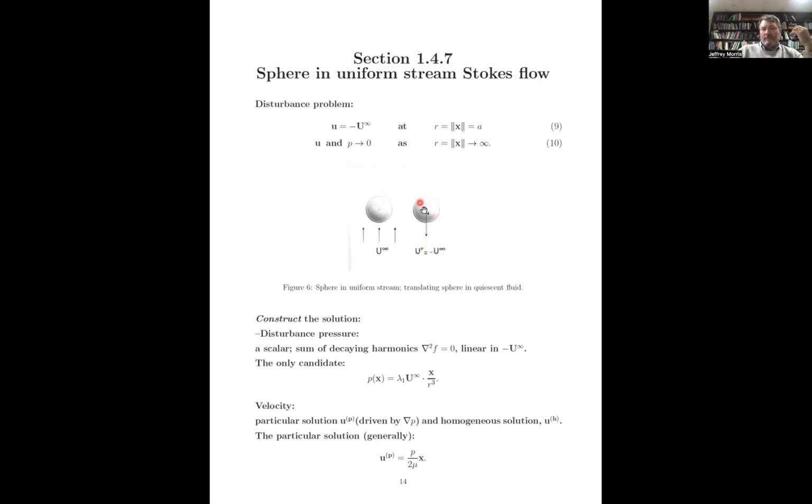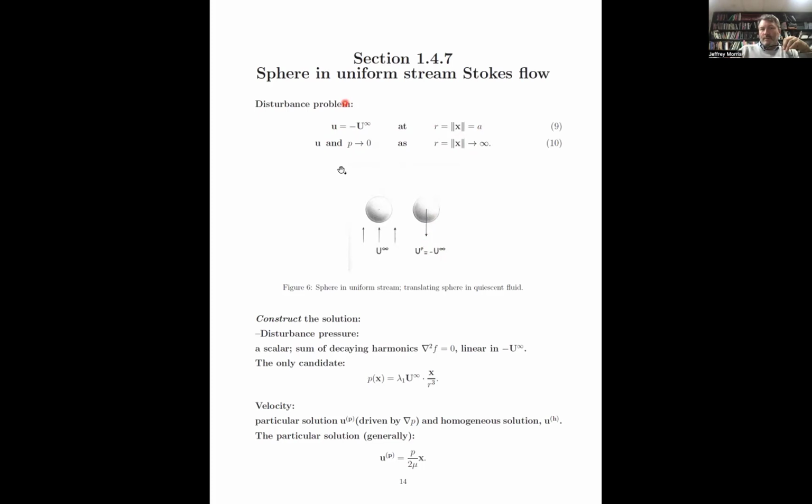So in this reference frame, the disturbance velocity at the surface of the particle is minus u infinity. And then u and p both must decay as you go to infinity. That is, the disturbance flow, and the disturbance pressure that's associated with that flow, must go to zero at infinity.